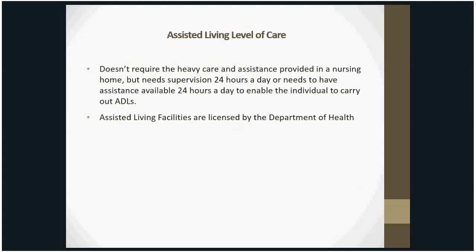Another level of care that we'll talk about is assisted living level of care. Now, these folks don't require that real heavy care and assistance that somebody in a nursing home or a swing bed would require, but they do need supervision 24 hours a day, or they need to have assistance available 24 hours a day to enable that individual to carry out their activities of daily living. Assisted living facilities are licensed by the Department of Health.